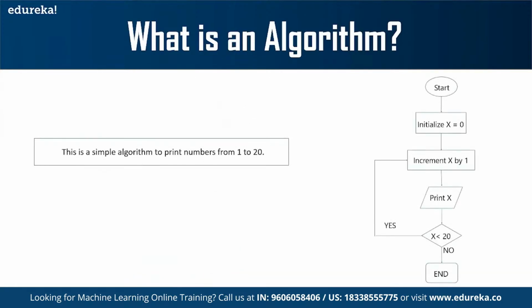Here it is: to print numbers from 1 to 20. If you look at the flow chart on the right side, we initialize some variable x to 0, we increment that variable by 1, so its value becomes 1, and then we go down and print it the first time. Then we check the value of x, and if the condition is not met, we keep incrementing till we meet that condition, and when that condition is met, we jump out of that loop.